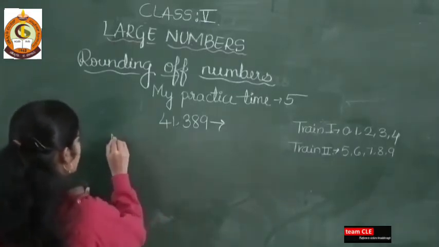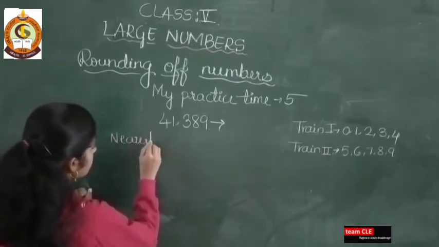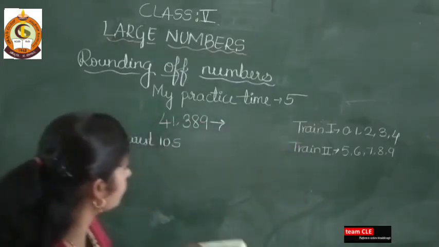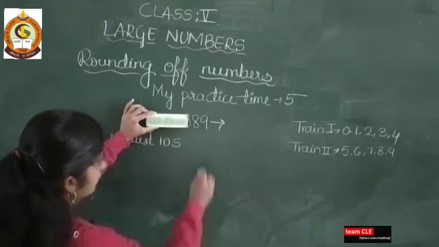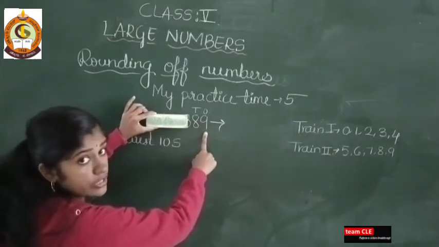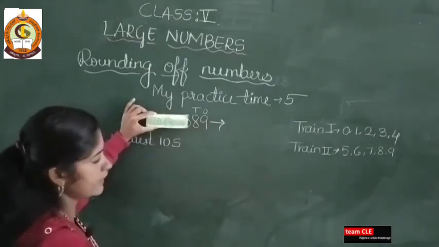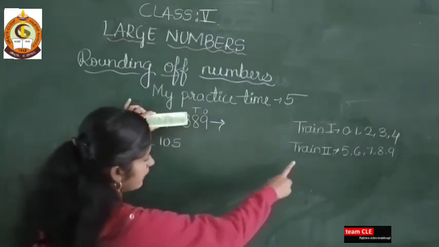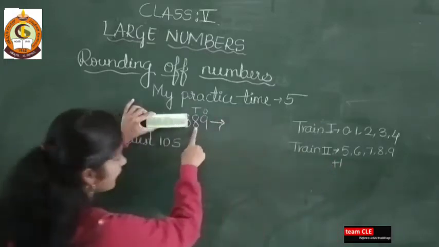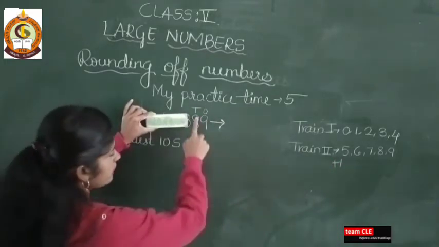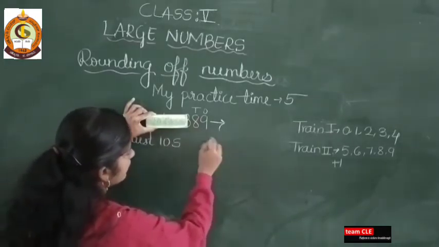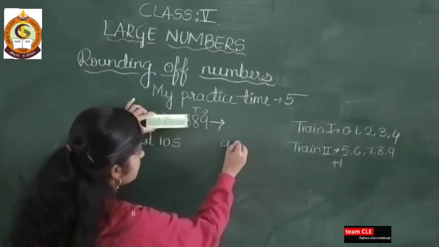So this is nearest tens. For that, see here, you have to see only one side, the ones place. Nearest tens means you need to see the ones place. So what is there in the ones place? 9. And that digit comes in train number 2. So you have to add 1 in the tens place. Are you getting my point? Tens means you have to see the ones place. So if I add 1 here, 9 plus 1 becomes 10, and this becomes 0.